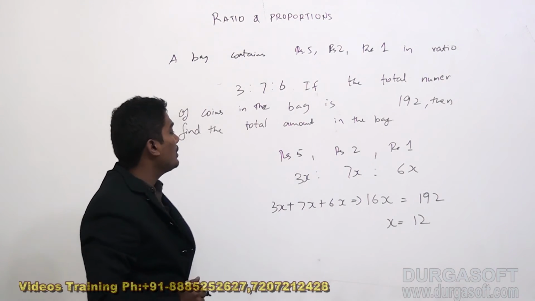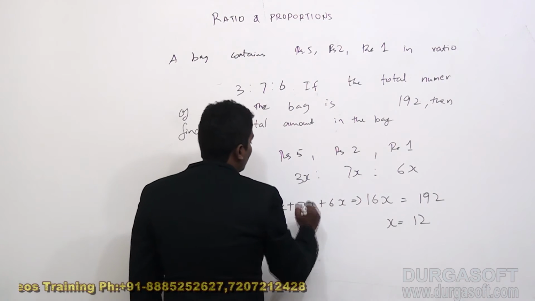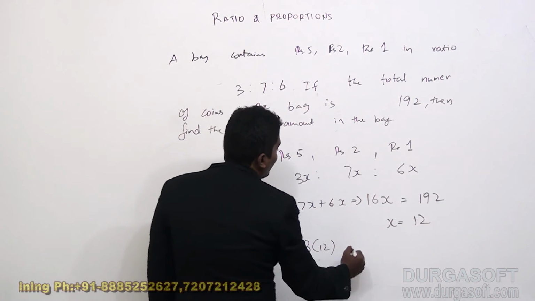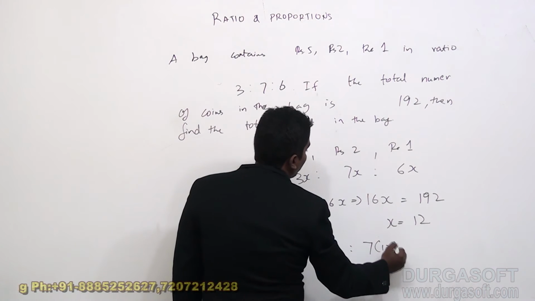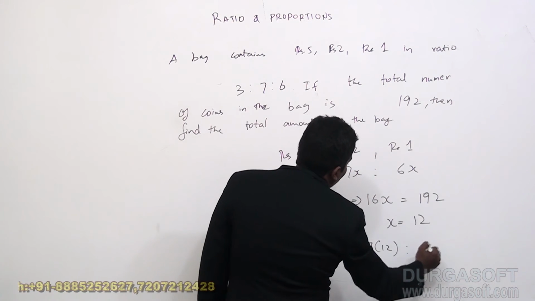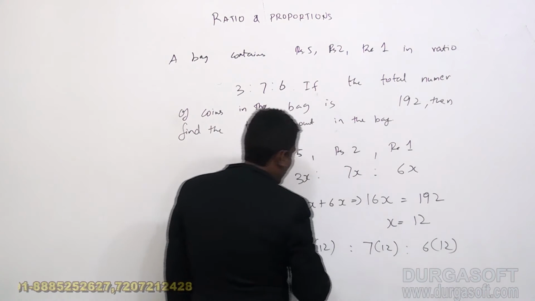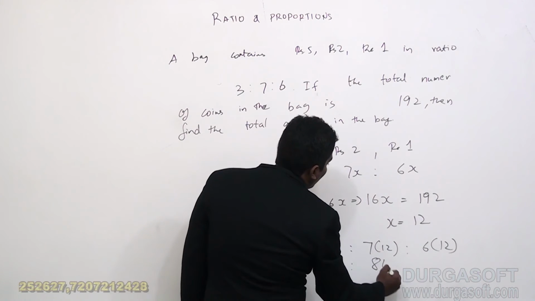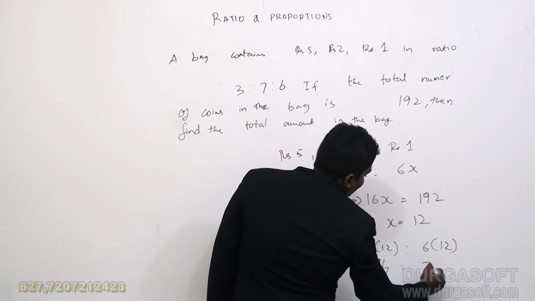Now the number of 5 rupee coins will be 3 into 12. Number of 2 rupee coins will be 7 into 12. Number of 1 rupee coins will be 6 into 12. So 3 into 12 will be 36, 7 into 12 will be 84 and 6 into 12 will be 72.